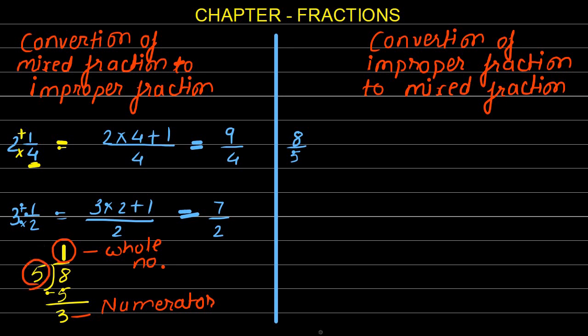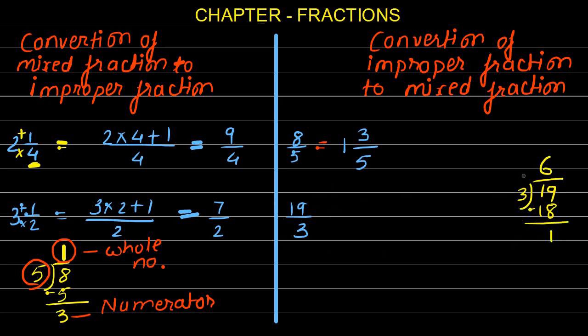So here the divisor is nothing but your denominator. So let's write, as I said, the quotient is 1, that is the whole number, and the numerator is the remainder, that is 3 in this case, and the denominator remains the same. Okay, now let's take one more example, 19 by 3. Let's divide it again. 19 divided by 3. 3 times how much is closest to 19? 3 times 6 is 18. 19 minus 18 is 1 remaining.